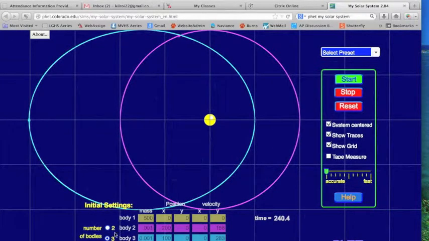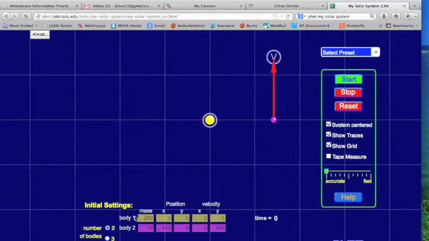And so now we're just going to have two bodies. Body 1 is going to be 400, and I'm going to put it at x equal 40. Oh, that's velocity. X equal 40, and I'm going to give it a velocity of 32.